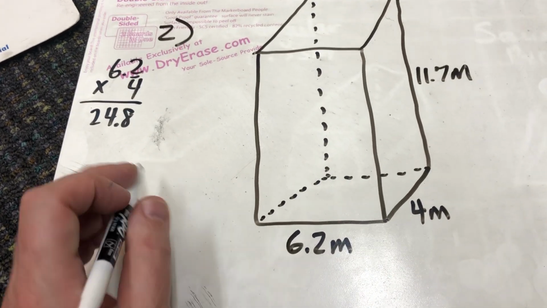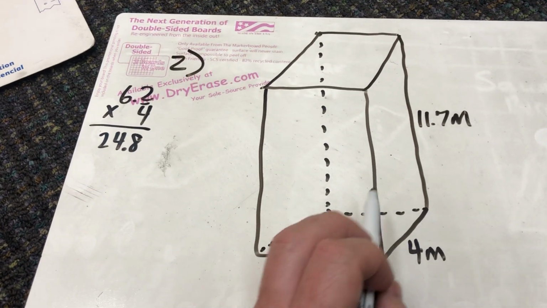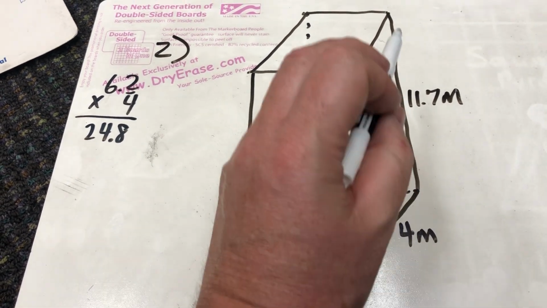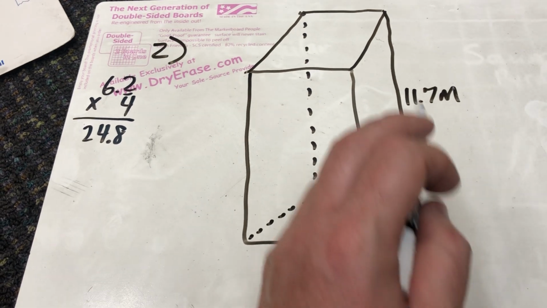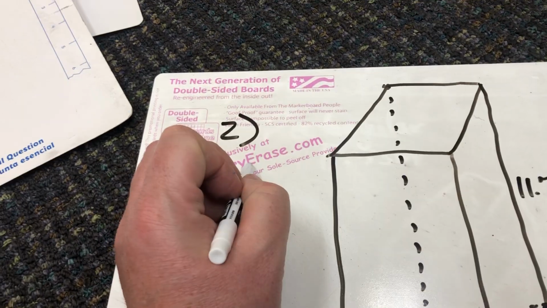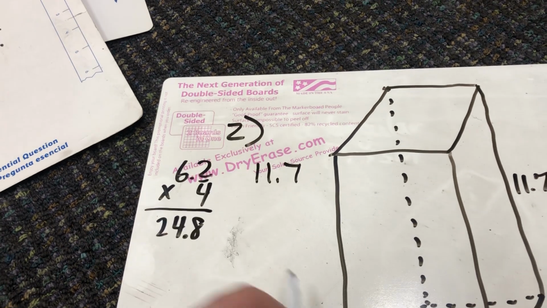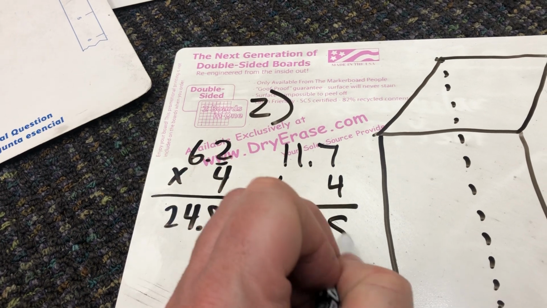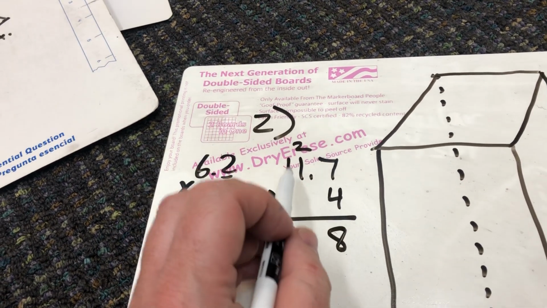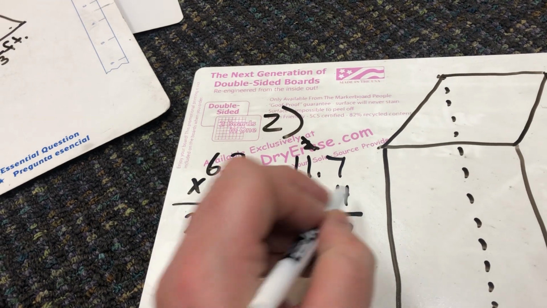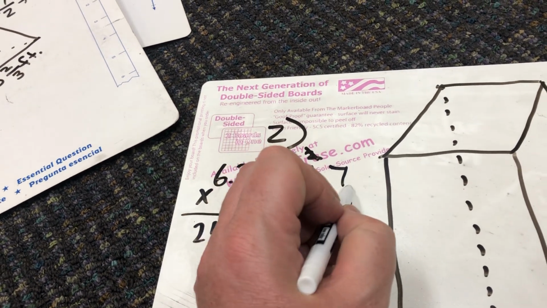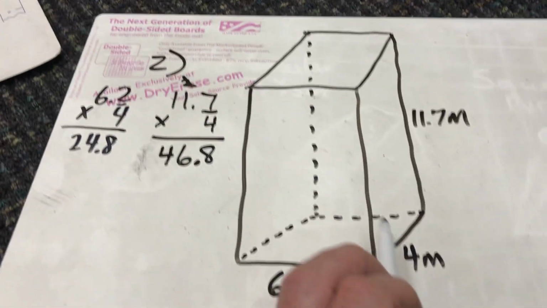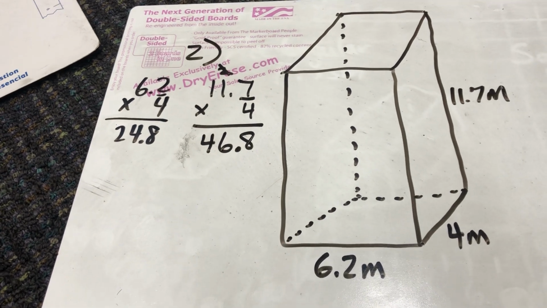Now, if I'm looking at the right and the left, it looks like 4 meters long, 11 7/10 meters wide. So that's going to be 11 7/10 times 4. Well, 4 times 7 is 28. Put the 8 down, carry the 2. 4 times 1 is 4, plus 2 is 6. 4 times 1 is 4. One digit after the decimal in the problem, one digit after the decimal in the answer. The right and the left are both 46.8.